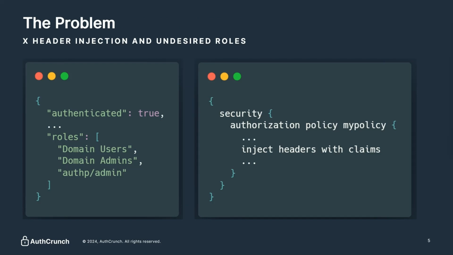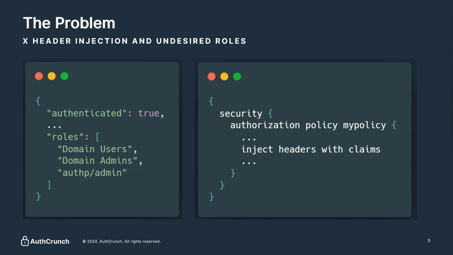Recently, a user reached out and reported the following problem. It is related to user roles and X header injection. One part of the puzzle are the roles. The identity provider was passing lots of roles to the authentication portal. These roles are ending up in the token issued by the portal. Specifically, as seen on the left side, some of the roles have a space in them, for example, domain users and domain admins. This portion happens on the authentication portal.